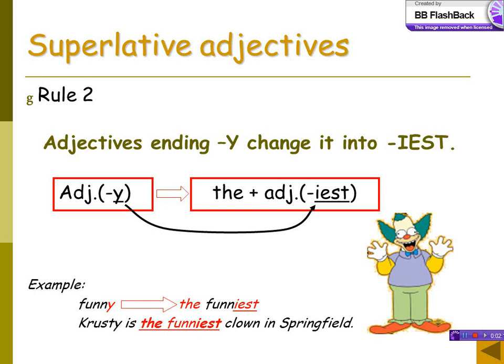Look at the word funny. Yes, it ends with y. So we cross out the y and we put the before the adjective, and we cross out y and put iest, so it will be the funniest. Let's see the example. Krusty is the funniest clown in Springfield. Let's continue. It's rule number 3.